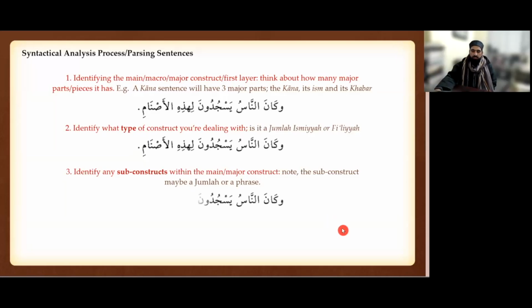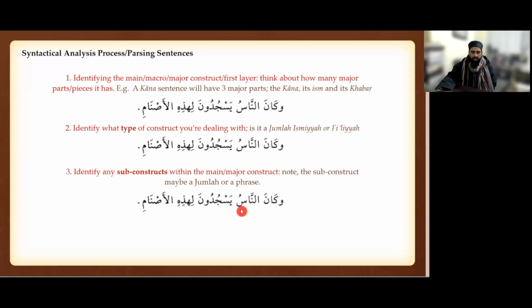So for example, here, وكان الناس يسجدون لهذه الأصنام. The macro construct is a kana construct. So what do I need? I need a kana, I need the modifier, I need the ism, and I need the khabar. Now I start working through this and looking for micro constructs, right?